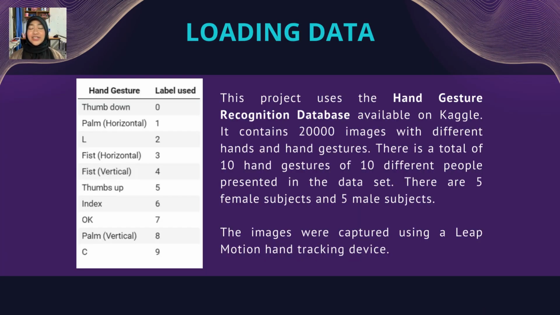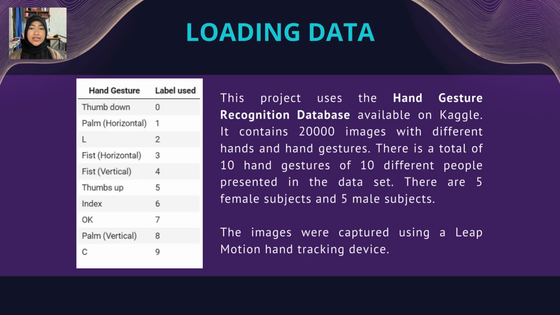Okay, so here is the loading data part, which is the first step to train the machine to be smarter. In this project, we decided to use the hand gesture recognition database that is available on Kaggle. Why do we use it? Because this dataset contains 20,000 images with a variety of hand gestures from 10 different people, split between 5 female and 5 male. And these images were captured by the Leap Motion hand tracking device.